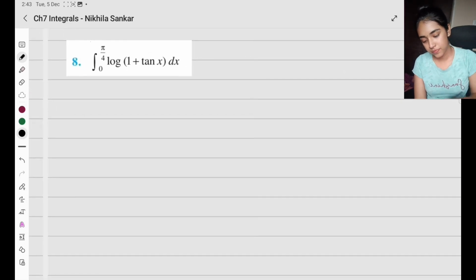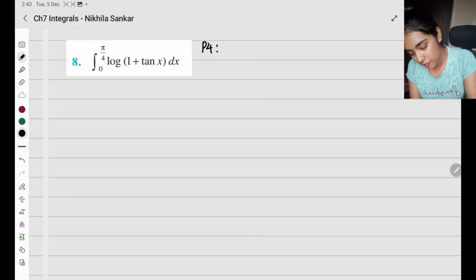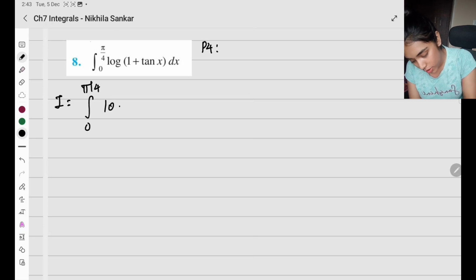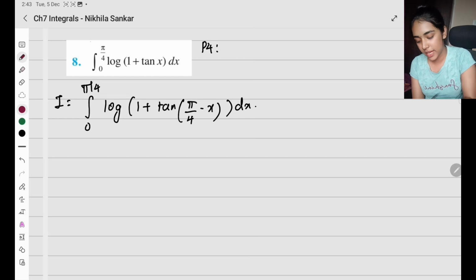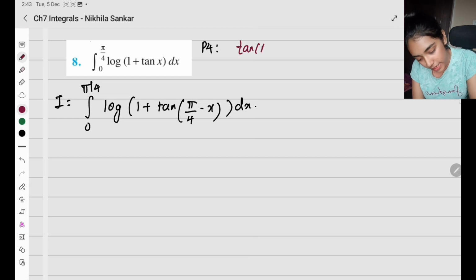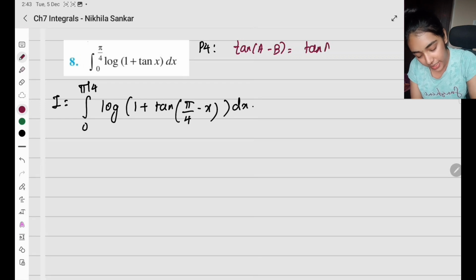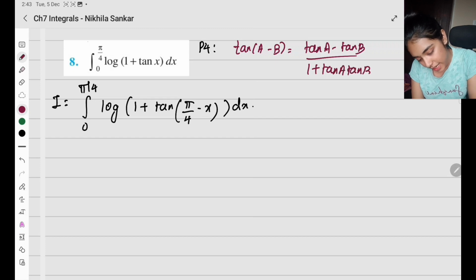8th question. Again using property number 4. So I have I equals integral of 0 to pi by 4 log of 1 plus tan of, instead of x, pi by 4 minus x times dx. Now what is the tan of a minus b formula? Tan of a minus b is going to be tan a minus tan b divided by 1 plus tan a tan b. Correct?